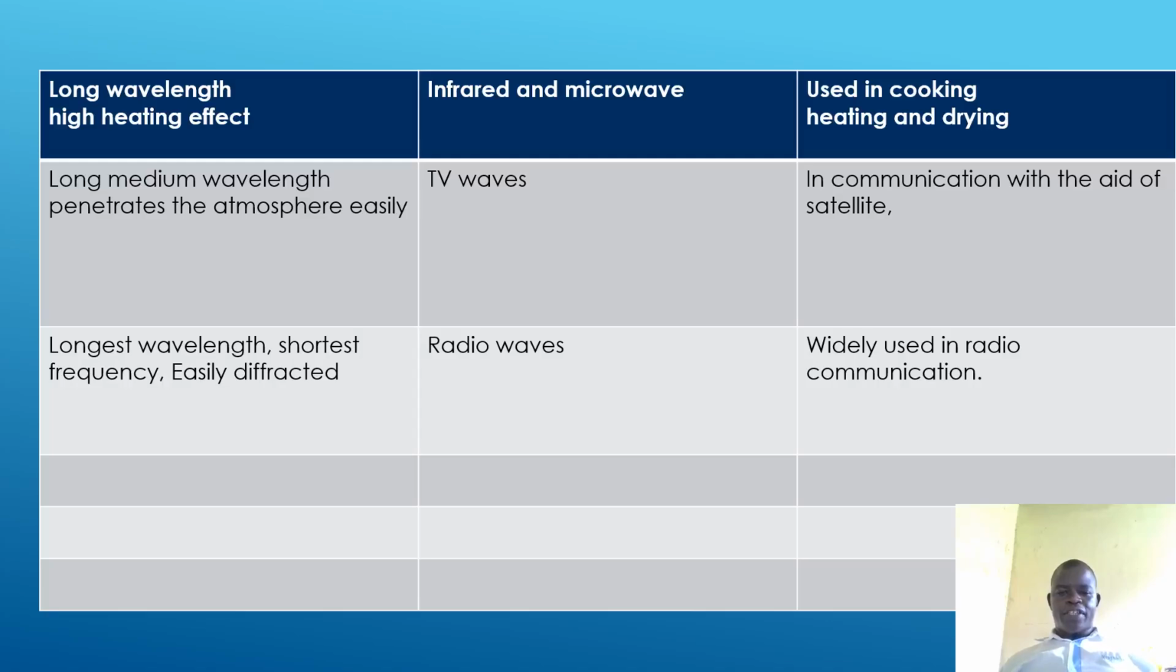Radio waves are categorized into various categories. You have the TV waves, which are of long-medium wavelength and easily penetrate the atmosphere, so they are used in communication with the aid of satellites. Then we have the radio waves with the longest wavelength and lowest frequency, which are easily diffracted and are used in radio.